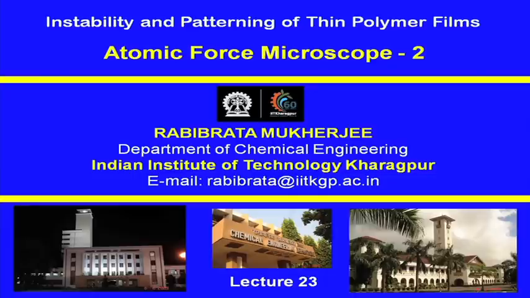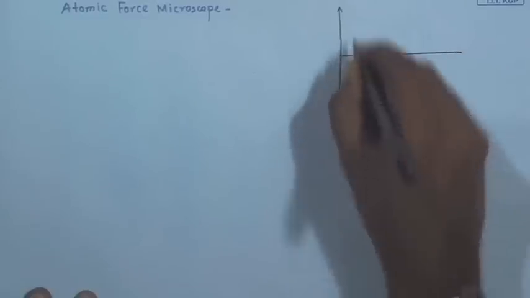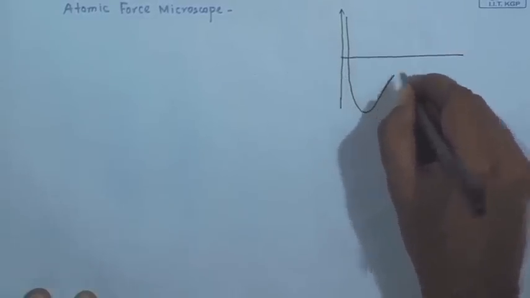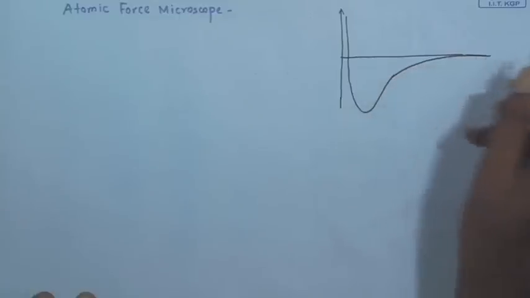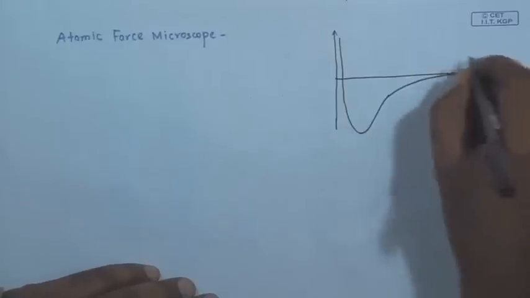Now, in this class, we will introduce you to some more hardware components of an AFM, as well as some fundamental but very important operational aspects of how an AFM works. What I will take for granted is that you are now well conversant with the potential curve which we talked about in the previous class. It can be a simple 6-12 potential, or if we are talking about two surfaces, the attraction can be 1 by r squared and the repulsion a little shorter range. So we understand this curve.